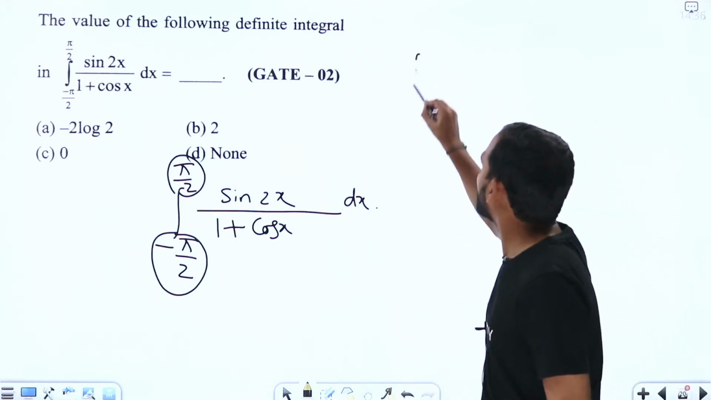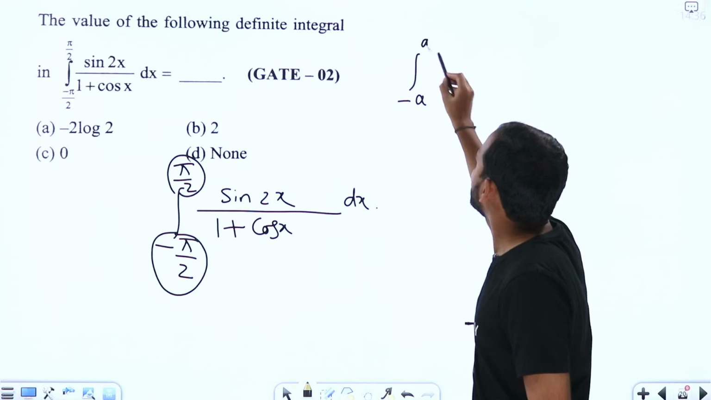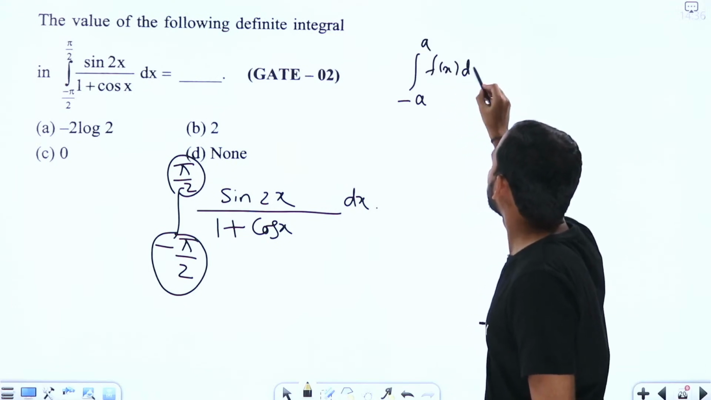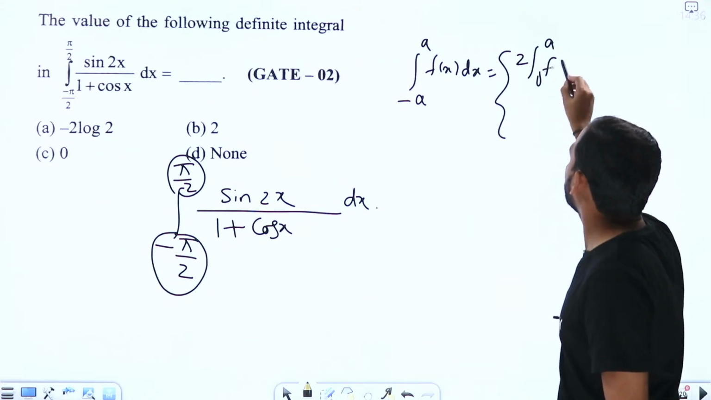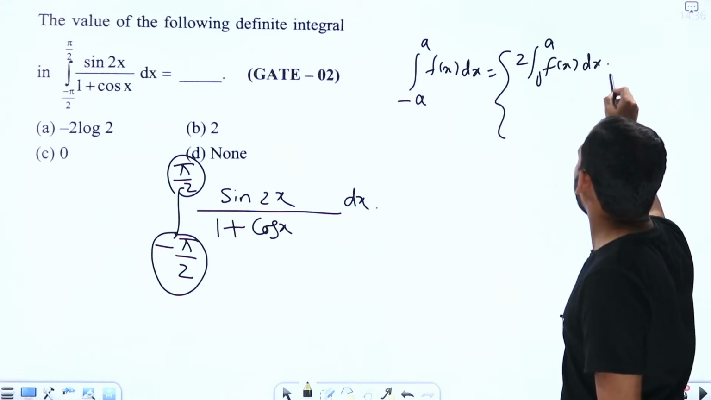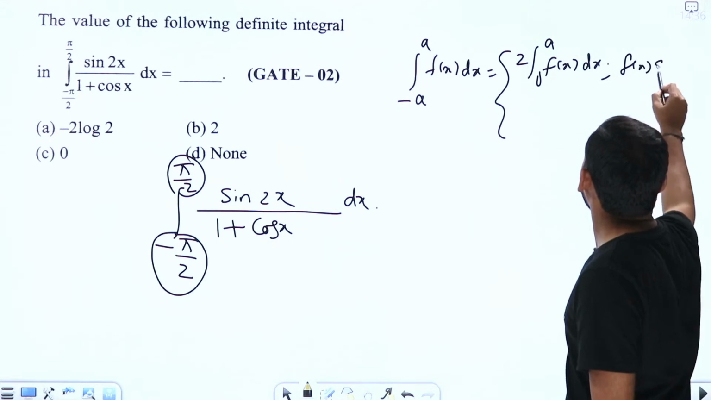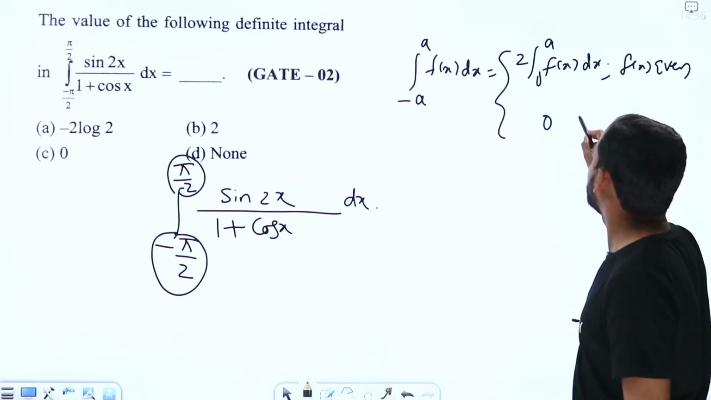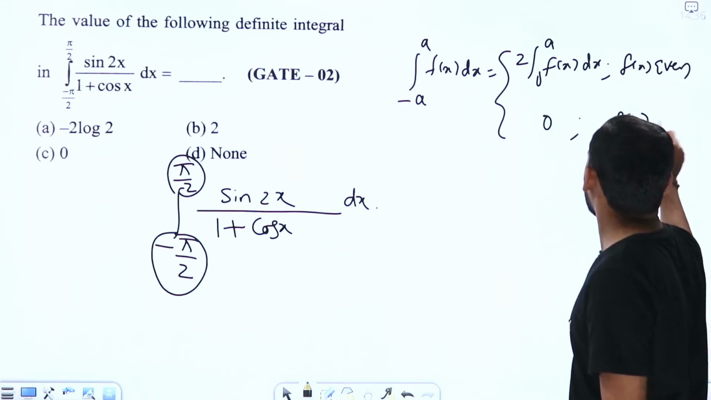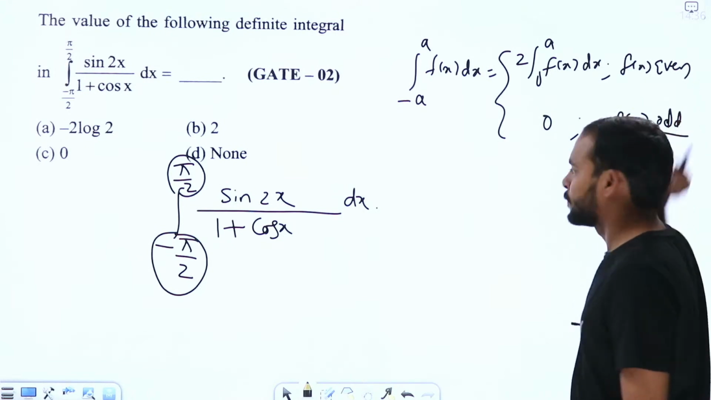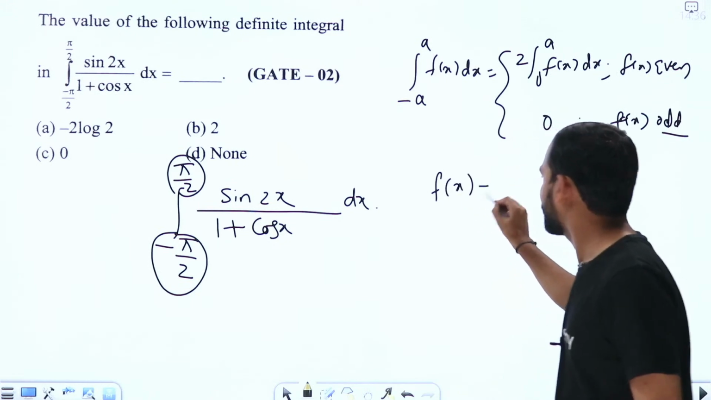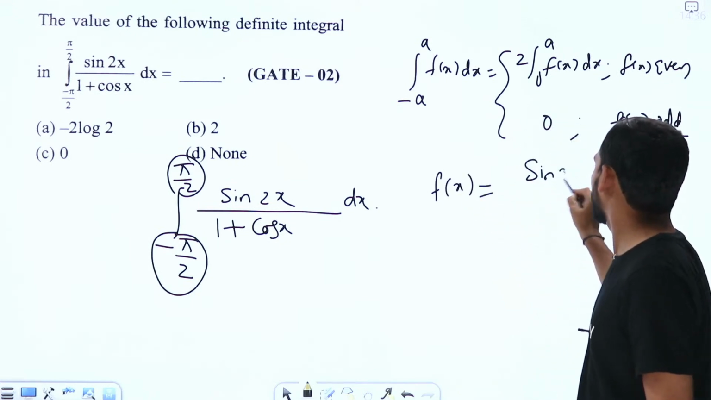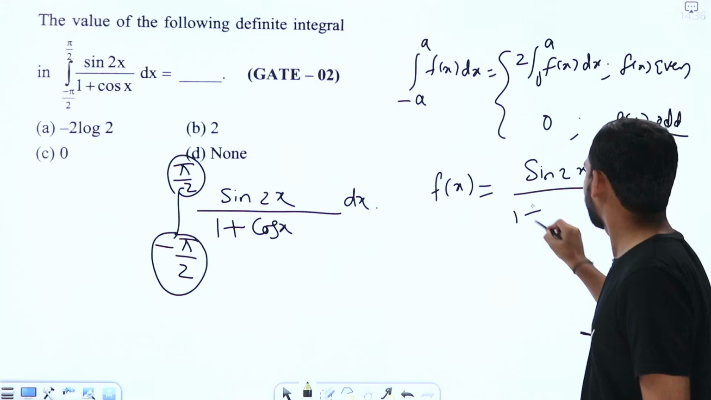So what is the formula that we have seen? The integral from minus a to a of f of x dx, we can write as 2 times the integral from 0 to a of f of x dx, provided f of x is even. This is going to be 0 if f of x is odd, right? Now just check the function that is given in this one. With that we can give the conclusion directly by using the property.